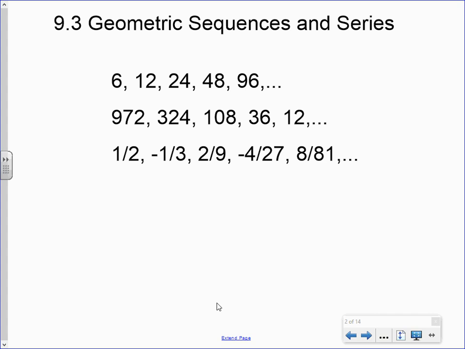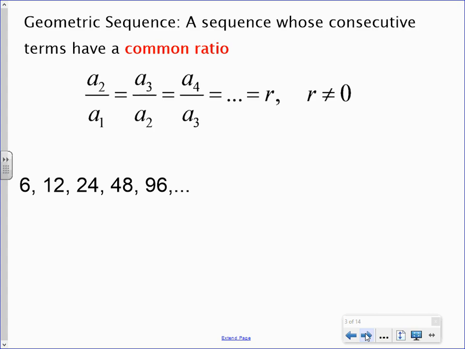Yesterday you recognized arithmetic because we were adding the same number every time. Now we have geometric sequences where we are multiplying the same number every time. So in your notes, you have this definition. We actually call it a common ratio, because if we take the second term divided by the first term, it's the same as the third term divided by the second term. Even though we feel like we're multiplying by a number over and over, we do call it a common ratio.